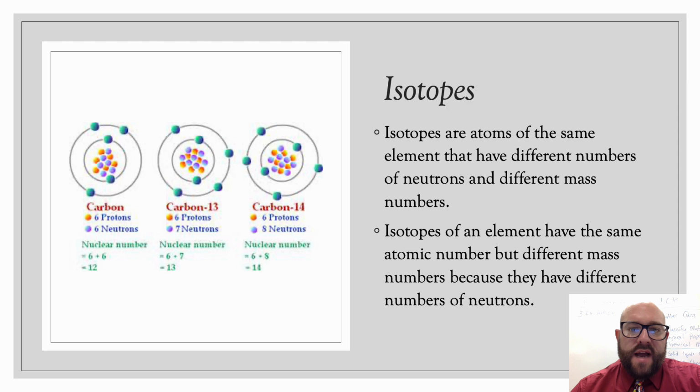Isotopes. Isotopes are atoms of the same element that have different numbers of neutrons and different mass numbers. For example, every atom of carbon has 6 protons. Some atoms have 6 neutrons, a mass number of 12. Some carbon atoms have 7 neutrons for a mass number of 13, and some have 8 neutrons for a mass number of 14.